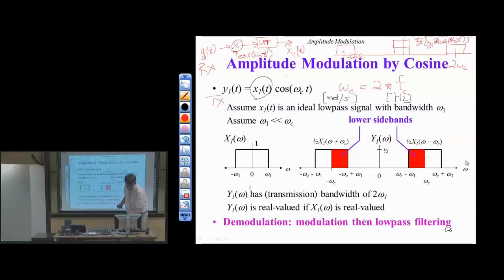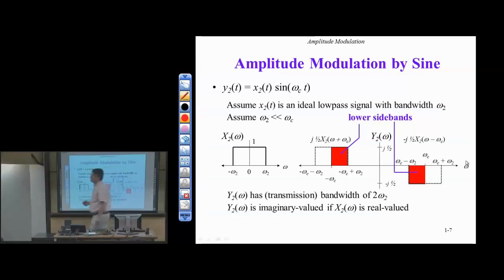All right, let's talk about amplitude modulation by the sine. It has a very similar idea, a very similar story in terms of how bandwidth is used inefficiently. So here, on the transmitter side, I want to take a baseband signal x2 of t multiplied by a sine at fixed frequency omega c.